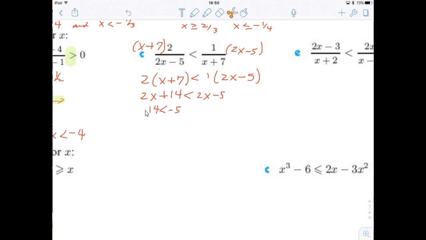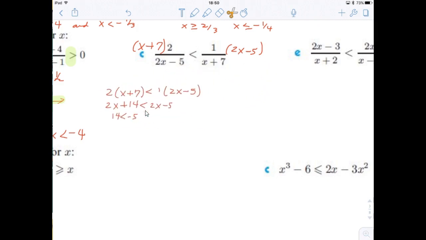So this is the case where, what was I assuming? I was assuming that both x plus 7 is positive and 2x minus 5 is positive. So if both of these are positive, then I end up with this case where the solution is the empty set.